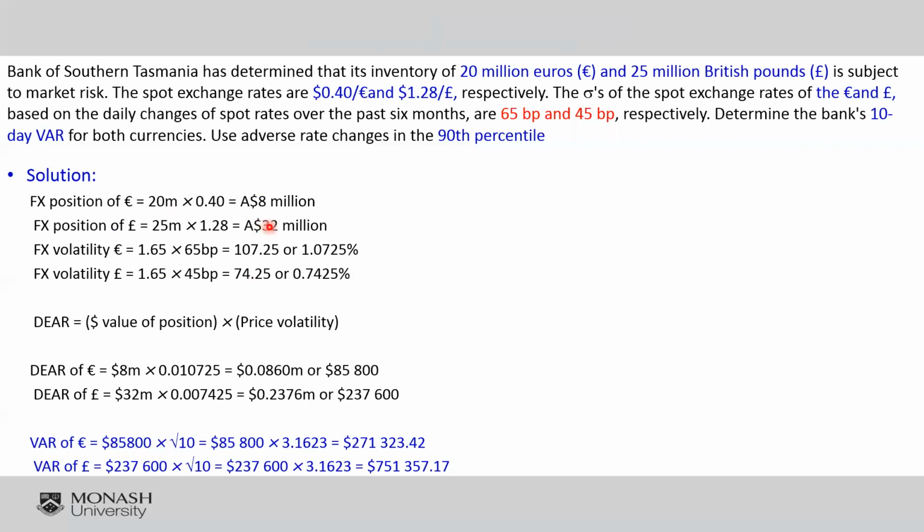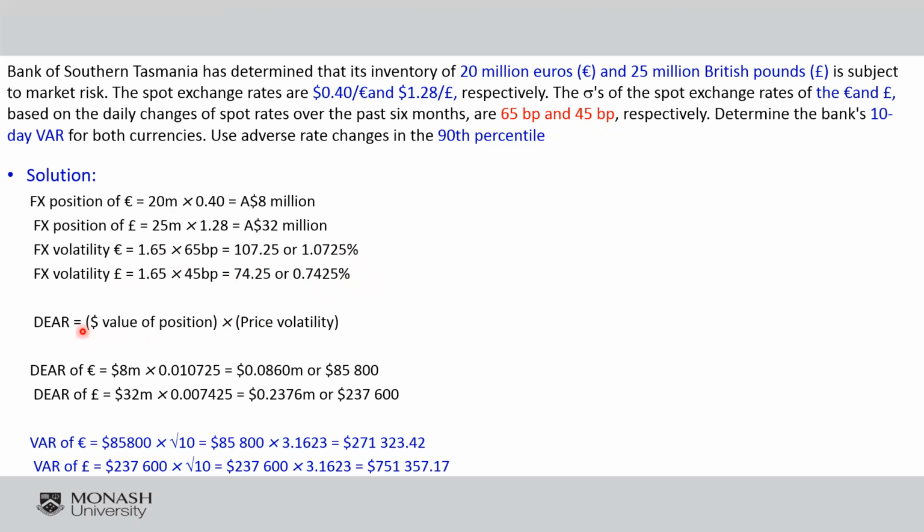Now we want to calculate the Forex volatility. The Forex volatility for the euro uses the 1.65 still. We are talking about the Z value times the standard deviation. The Z value is 1.65. The standard deviation for the euro is 65 basis points, and for the pound it is 45 basis points. So we multiply it and we find this to be 107 basis points, and this to be 74 basis points.